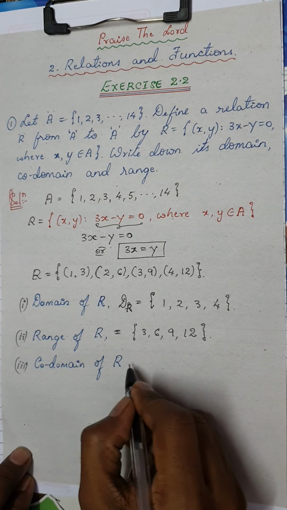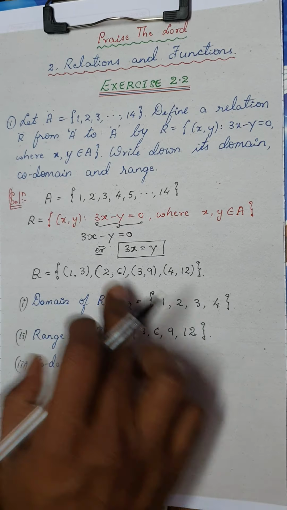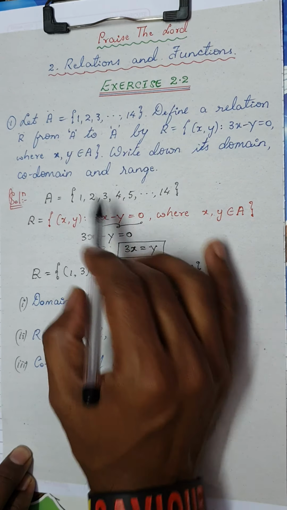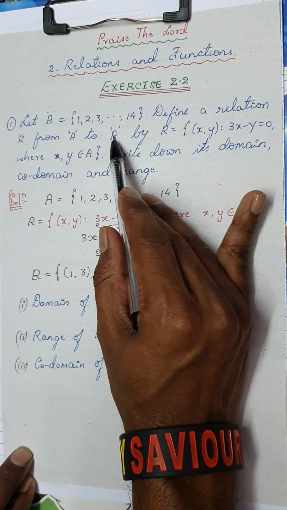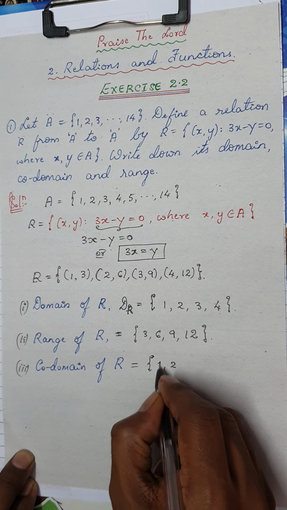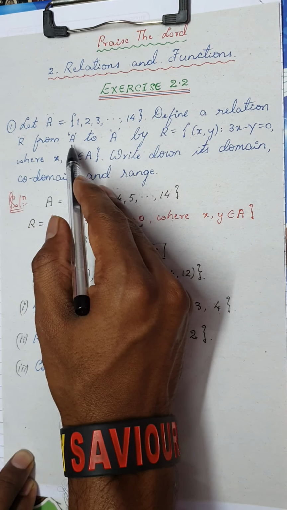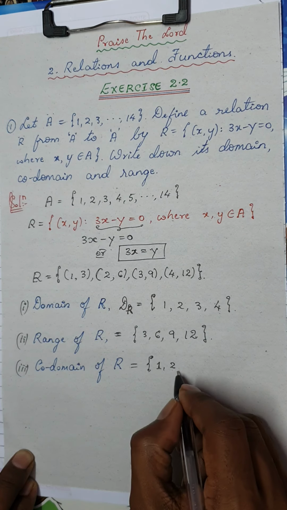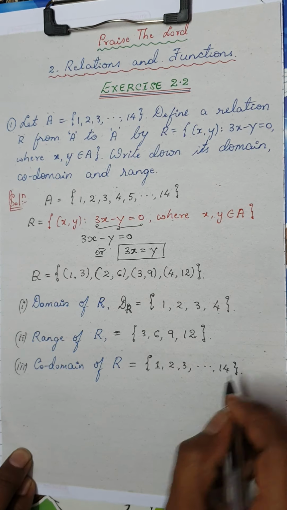Now this is a very simple thing. Always the codomain of the relation will be nothing but the entire set on which it is related. Since the set is related on itself, the codomain will be the entire set A. I repeat, codomain will be the entire second set. The second set is A on itself, so A, that is 1, 2, 3 up to 14. So this is my codomain.